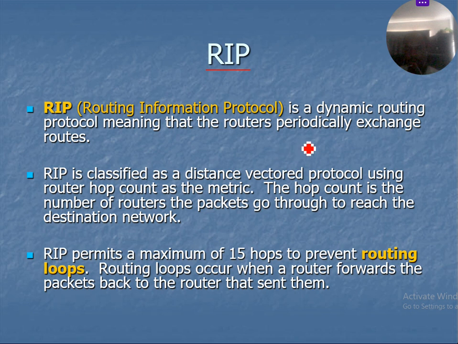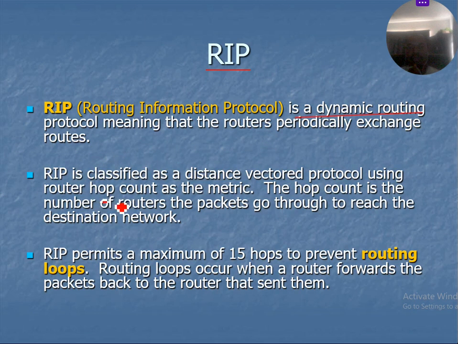Which means that the routers can periodically exchange their routing information or their routing tables. They can dynamically exchange their routing tables every 30 seconds. Every 30 seconds, a router can broadcast the routing table or routing entries to the neighboring routers.